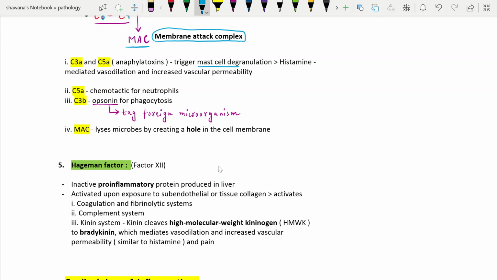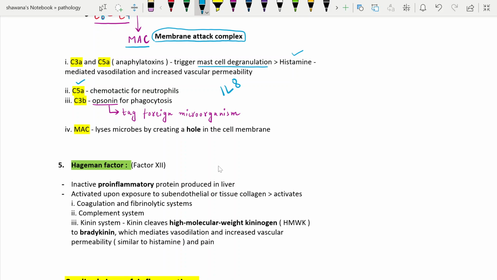C5A is a chemotactic for neutrophils. What are three other molecules that are chemotactic for neutrophils? It's IL-8, interleukin-8, bacterial products, and leukotriene B4. Together with C5A, these four are the chemotactic agents for the neutrophils.